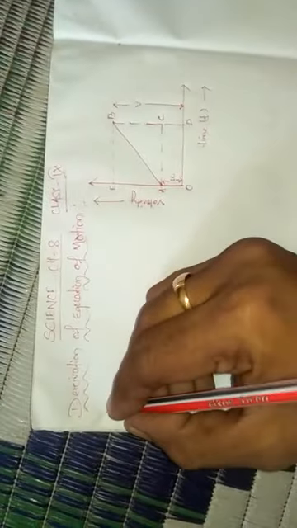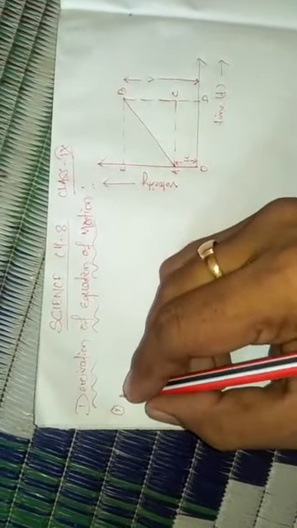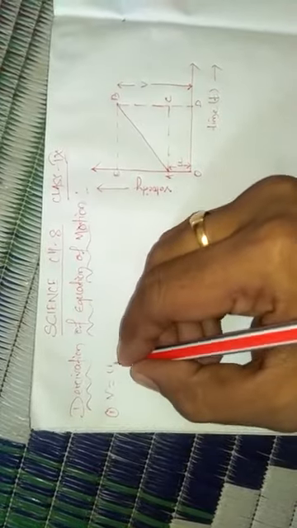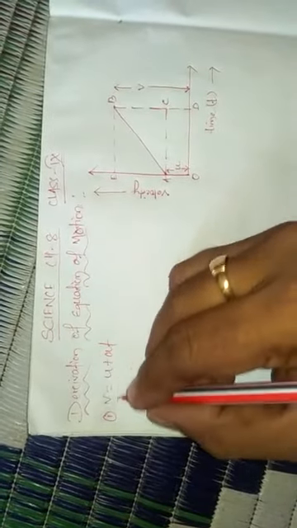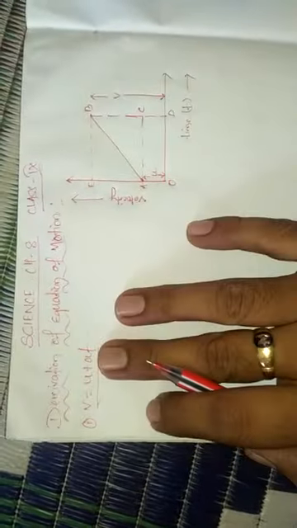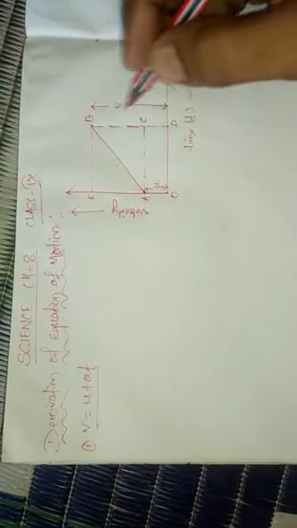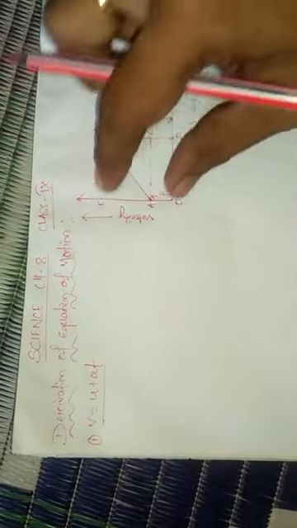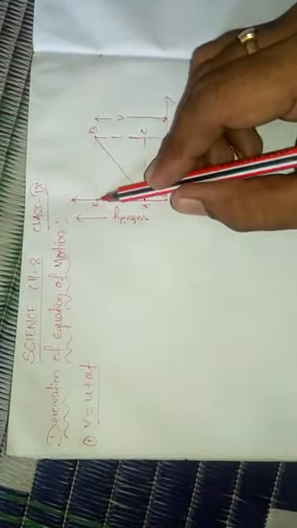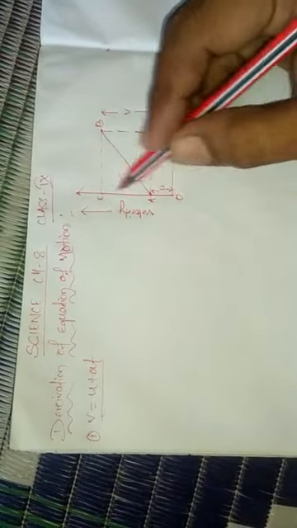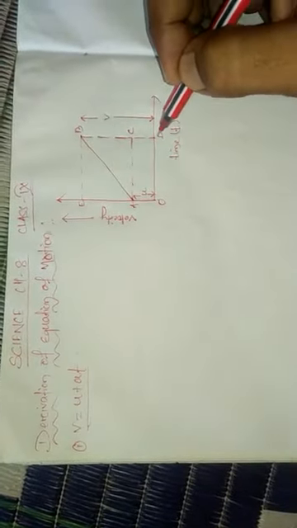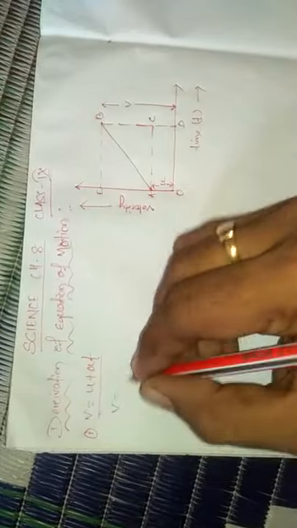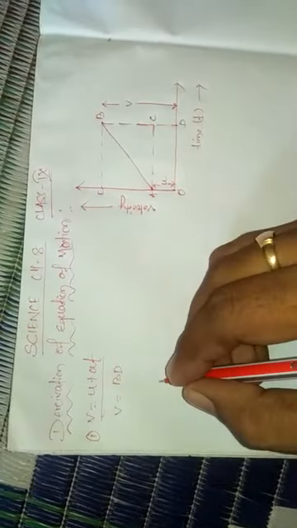Now let us start. The first equation of motion is v equals u plus at. As we all know, this is the first equation of motion. Now how to derive it from this graph? We know that the final velocity v is equal to BD from this graph. This is the point E where the velocity is v. Now OE is the same as BD, so I can write v equals BD.